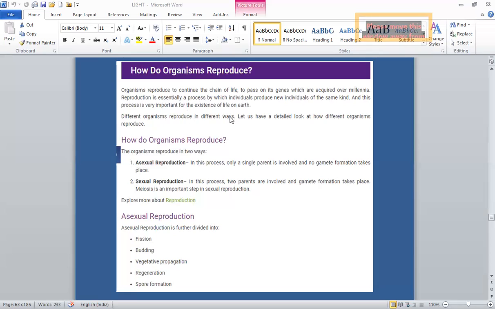Different organisms reproduce in different ways, and we'll study the different methods of reproduction. But before studying this, we will study about the importance of reproduction. What is the importance of reproduction?